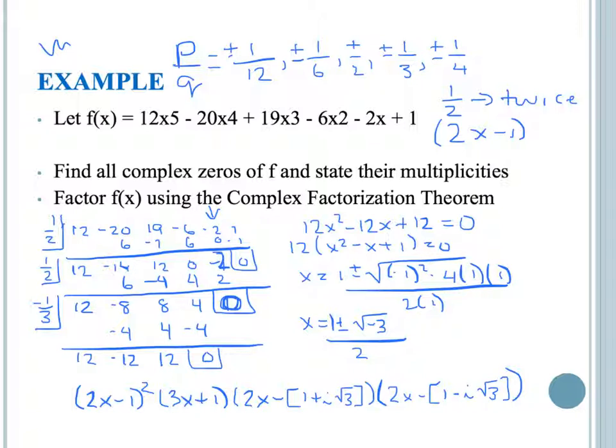And if you really want to have a good time, you can multiply all of that out and hope you don't make any silly mistakes along the way, to make sure you get a 5th degree polynomial with a leading coefficient of 12x to the 5th, and a constant term of 1. I'll leave that to you.